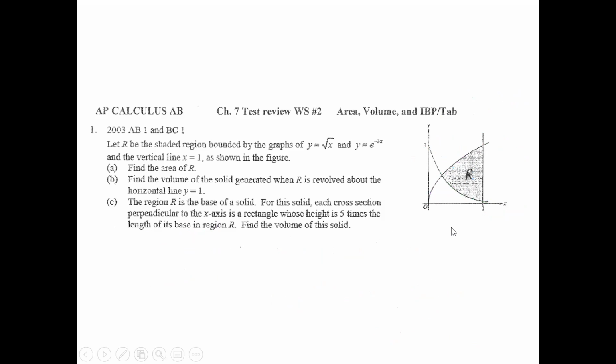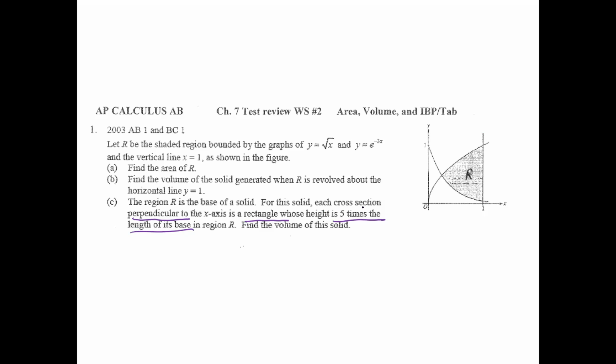All right, so for C, it says the region R is the base of the solid. For this solid, each cross section perpendicular to the x-axis is a rectangle whose height is 5 times the length of its base in R. Find the volume of the solid. So this is the one where we're going to use the cross section instead.